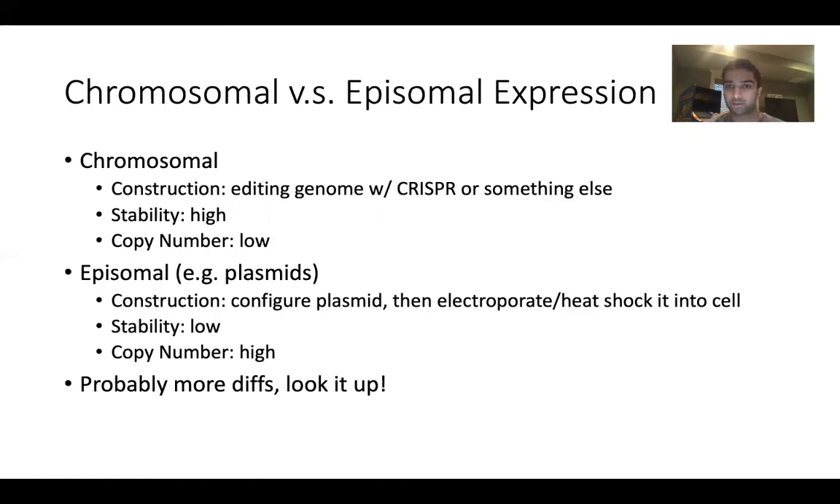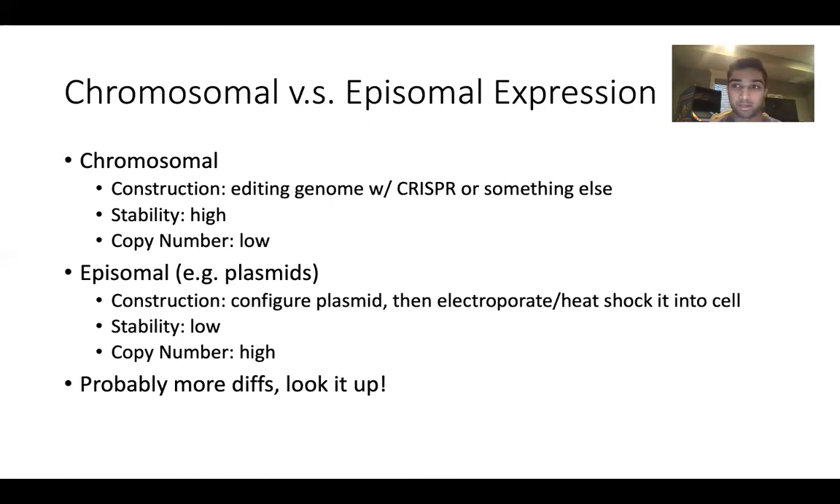Chromosomal versus episomal expression. Episomal means outside of, epi means outside of. So this is outside of the chromosome, outside of the main genome. So in bacteria, with chromosomal expression, you have to edit the genome with CRISPR or some other way of doing that. The stability is high and the copy number is low, because you only have one genome in which to put genes.